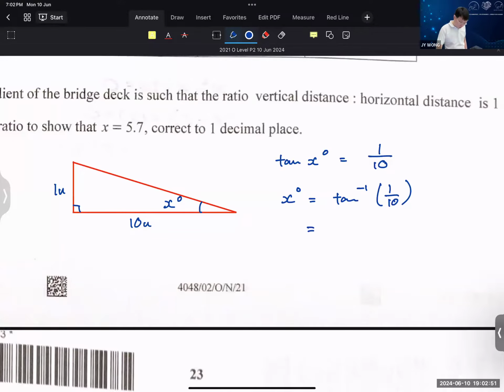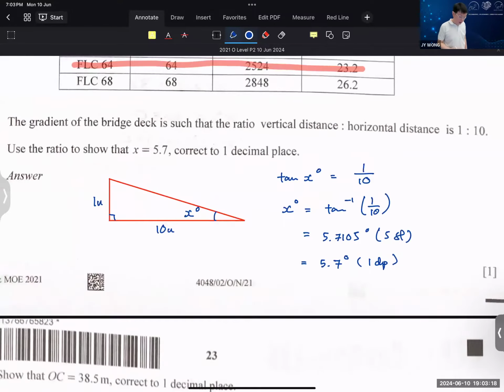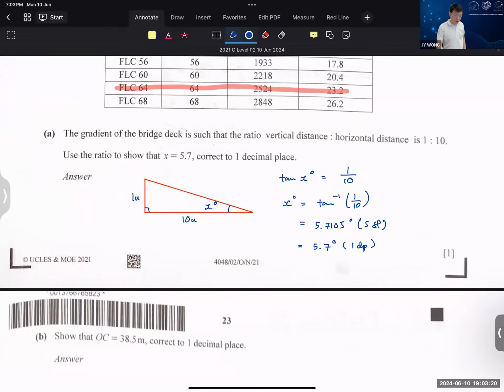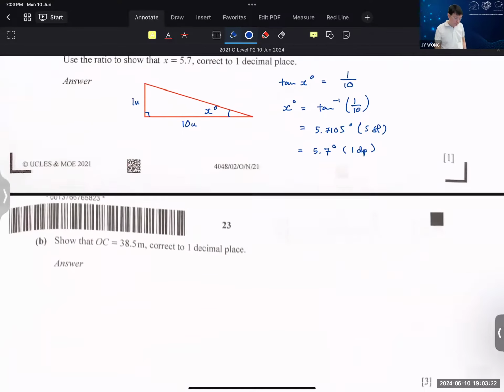this one. Be very careful. Leave your answer in 5SF first, then go and round off to 5.7. So this was what Xingmin was asking me just now. Why 5.7? Because 1 dp. So if you use 5.7, will they penalize you? Highly unlikely. But I will always put a 5SF value there. But I find it highly unlikely that they will penalize you if you use the 5.7 directly. Okay?